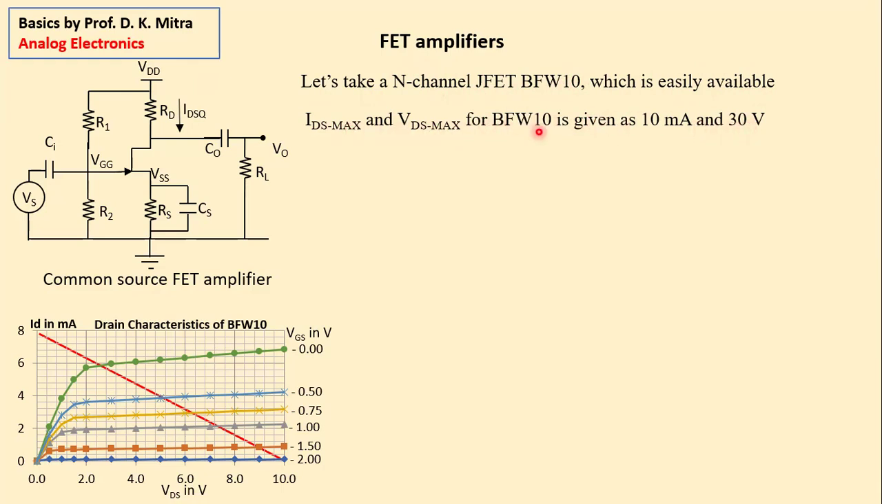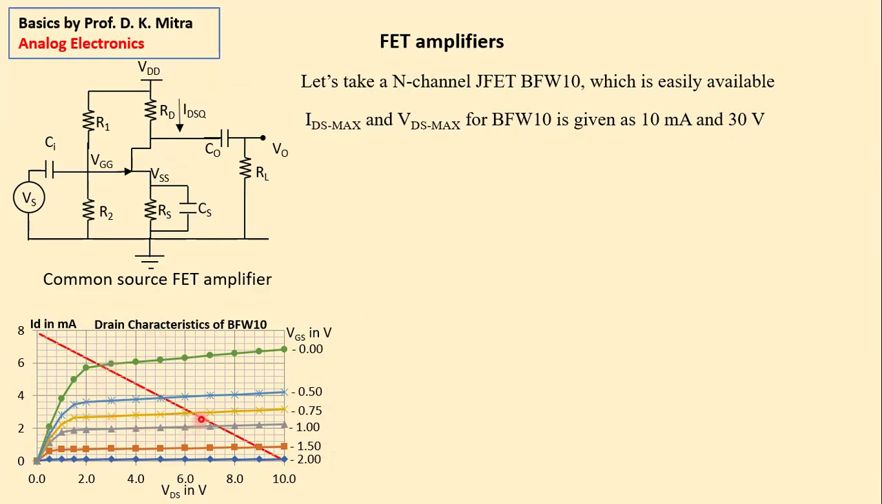Nowadays, such data manuals you can get in a Google search also. The data manual says for BFW10, the maximum value of IDS, the drain source current here, is 10 milliampere, and the maximum drain source voltage here, that means voltage across these two terminals, is 30 volt. Right? Also find out the drain characteristics from the data manual, and sometimes you can get it in a Google search also.